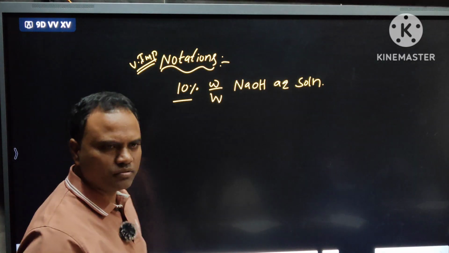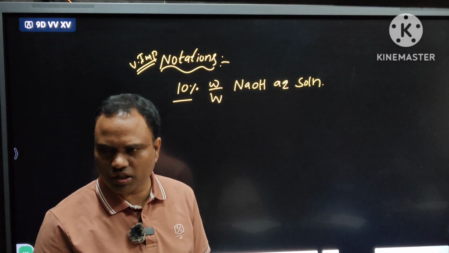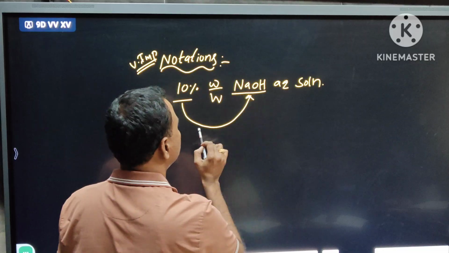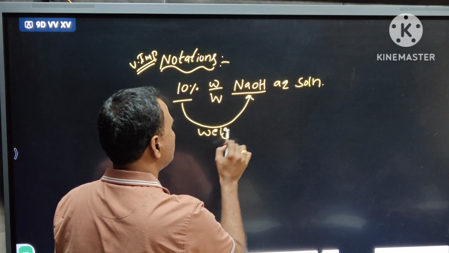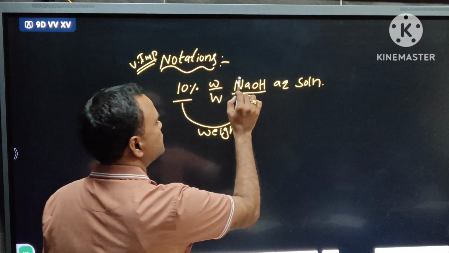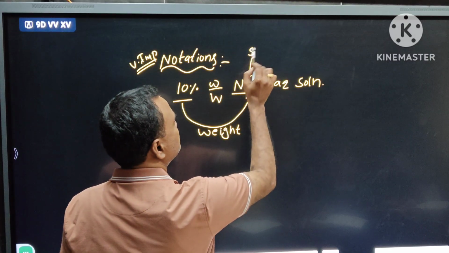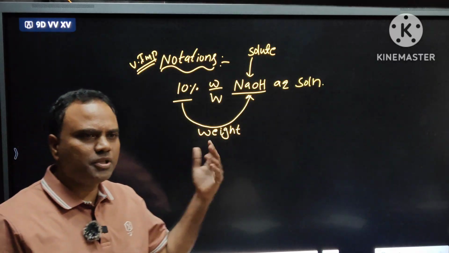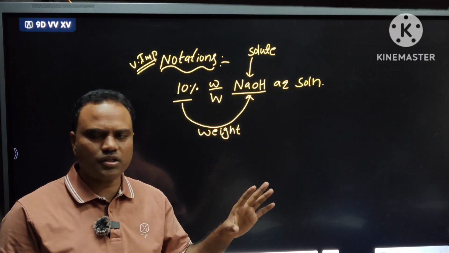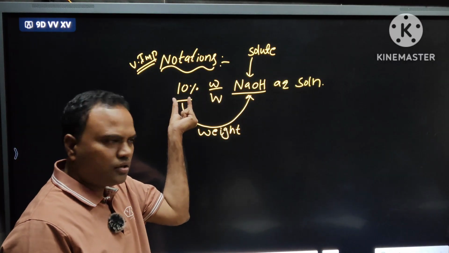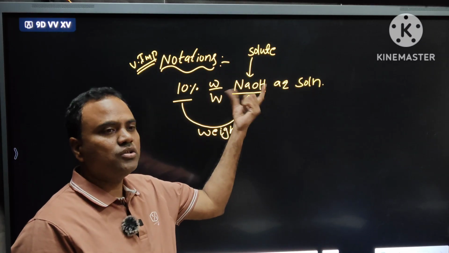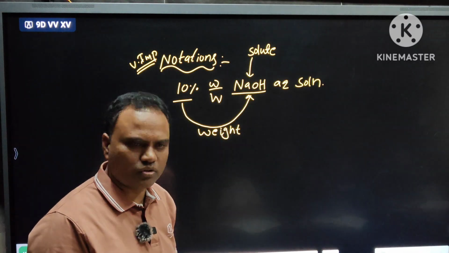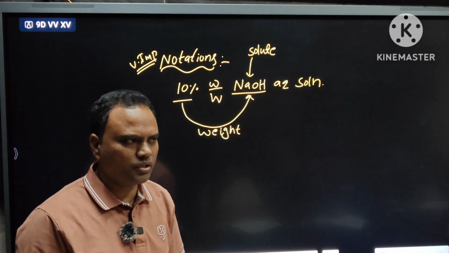Here a number is there: 10, 20%, 30%. This number always represents the weight of solute. Whatever the percentage may be, 20, 10, 30, 40%, this number always represents the weight of solute. You will get a name here like Na2CO3 solution or glucose solution. That is only the solute, right?